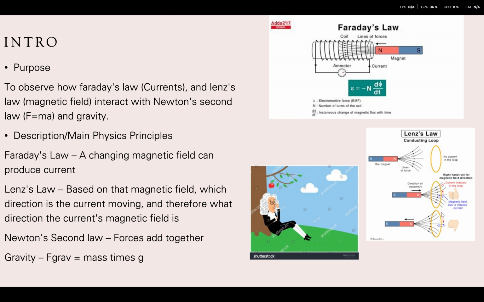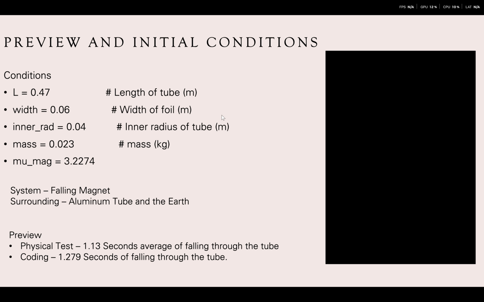Then based on that current, it's going to make another magnetic field that opposes the first one. Then we have Newton's second law, which is pretty much just saying that forces add together, which is not the entire story, but that's what we're using it for. And we have gravity, saying that the force of gravity is just mass times the constant g, downwards.